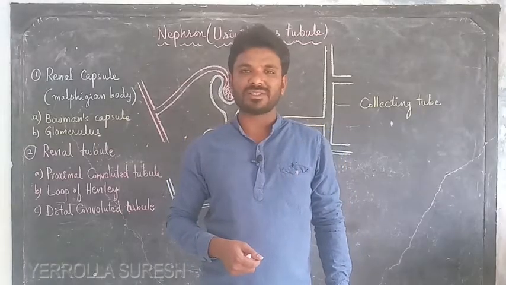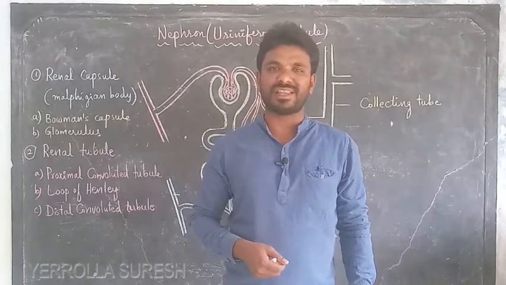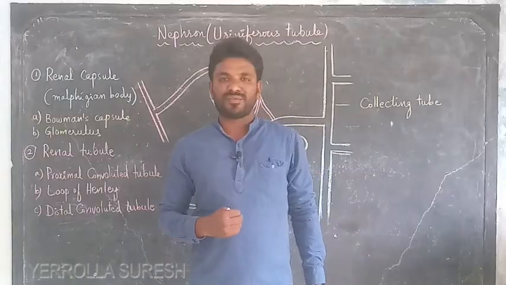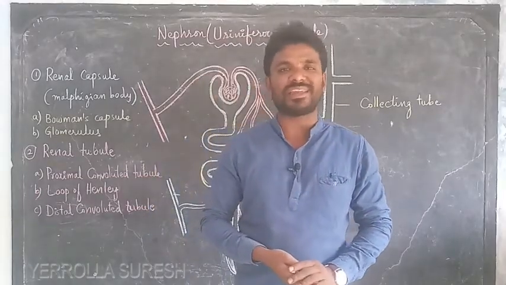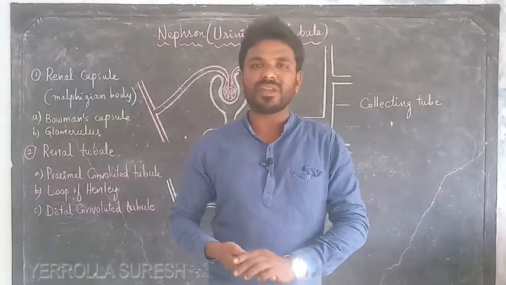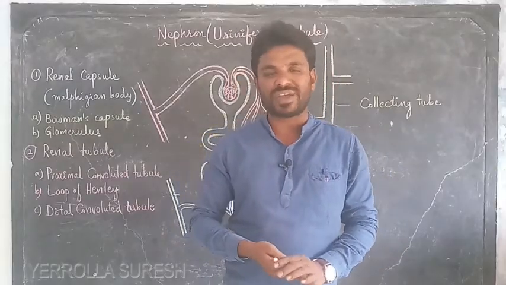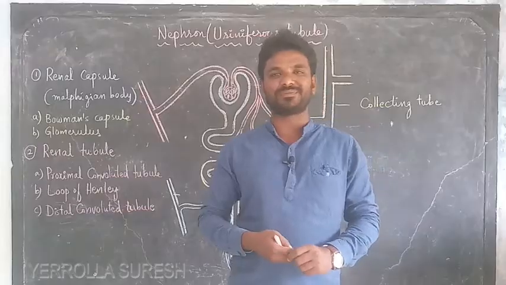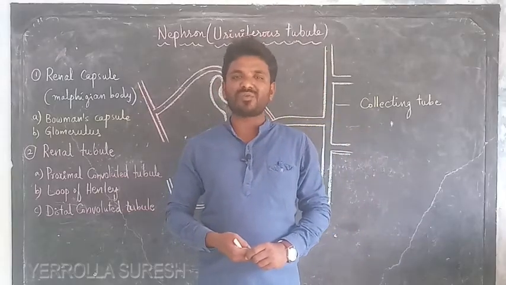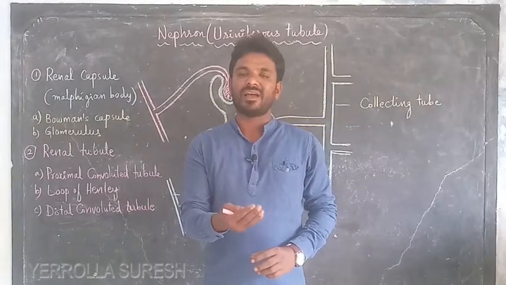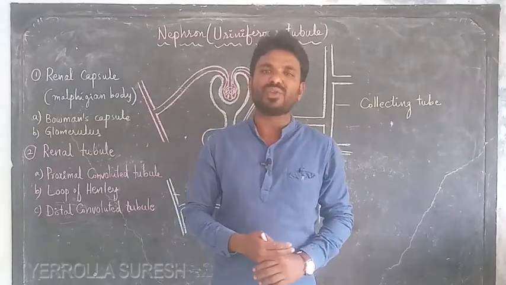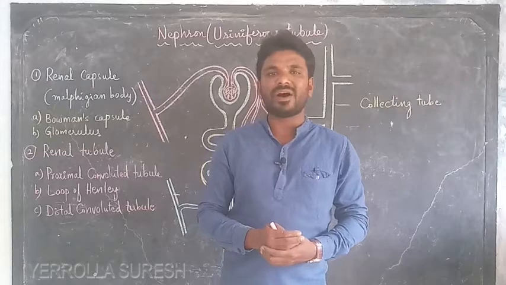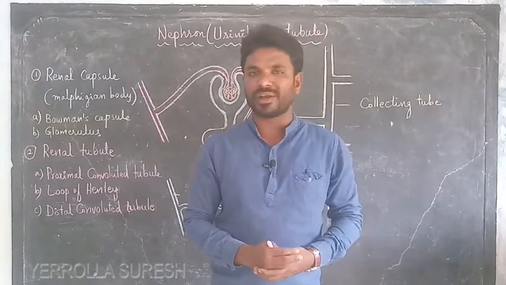Hello friends, now let us learn the structure of nephron in this class. What is meant by nephron? Nephron is the structural and functional unit of a kidney. We have a pair of kidneys in our body for the process of excretion of waste materials. All the waste materials are filtered in the kidneys and are removed or excreted out along with urine. So, kidneys are the excretory organs in our body.